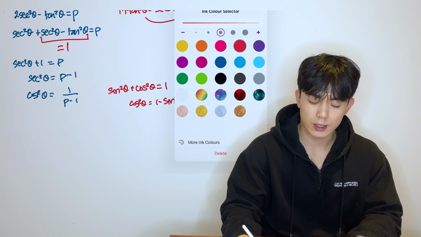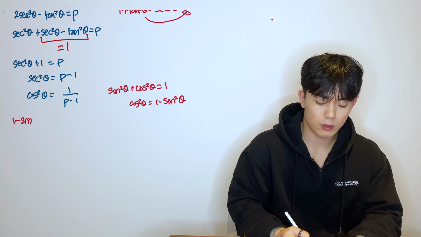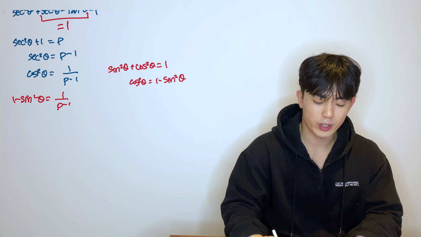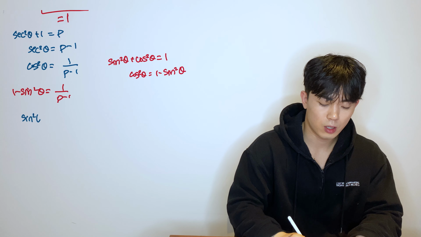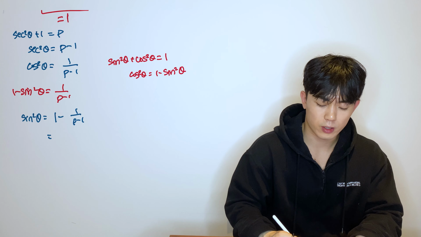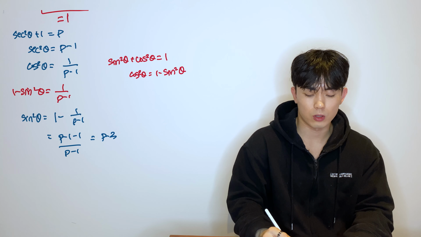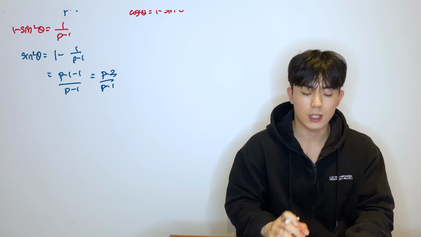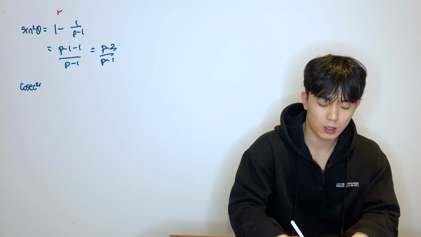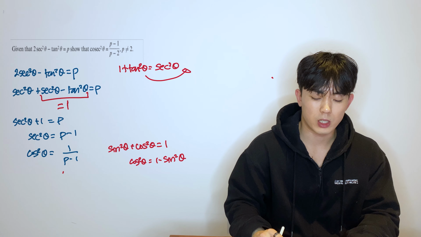So I can say that 1 minus sine squared theta is 1 over p minus 1. So rearranging for sine squared, we'll get 1 minus 1 over p minus 1, which I can simplify a bit further, giving us p minus 2 over p minus 1. And note, this is sine squared, right? But we want cosec squared, so cosec is just flipping up and down. So we'll end up with p minus 1 over p minus 2, which is what they wanted here.